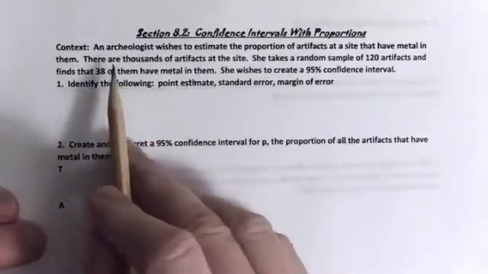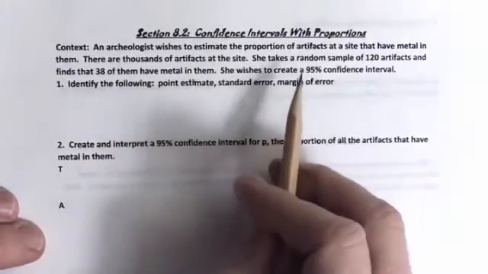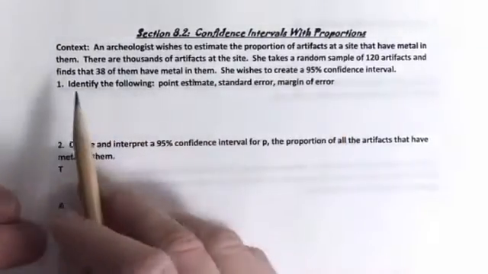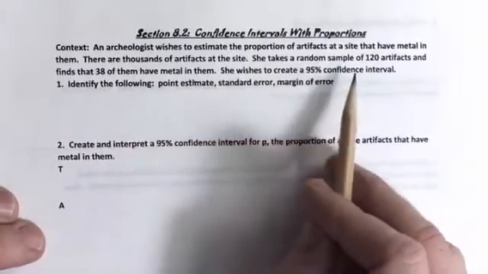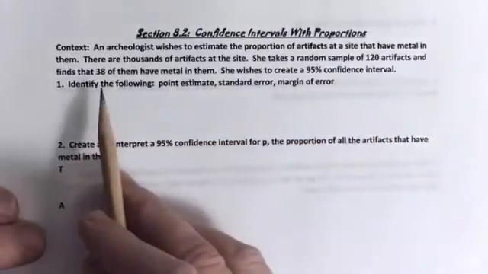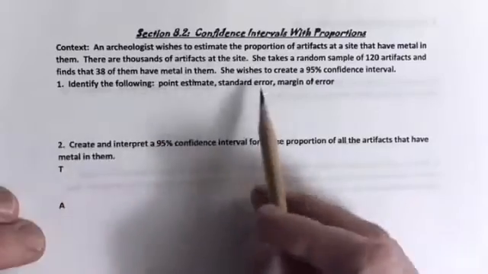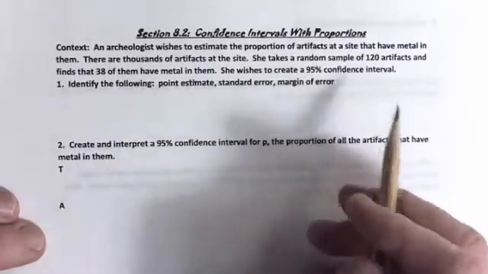An archaeologist wishes to estimate the proportion of artifacts at a site that have a metal in them. There are thousands of artifacts at the site. She takes a random sample of 120 artifacts and finds that 38 of them have metal in them. She wishes to create a 95% confidence interval.